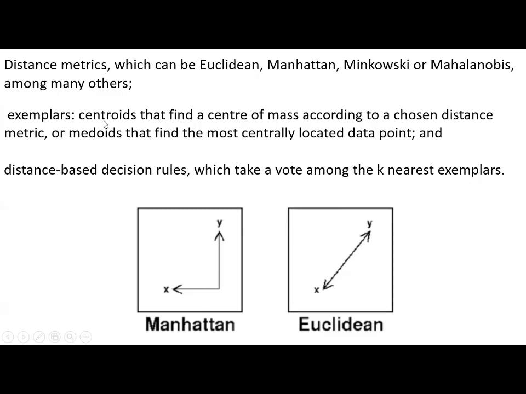Now, where do we use centroid, and where do we use medoid? Let us now see distance-based decision rules, which take a vote among the k nearest exemplars. We will see all these definitions, my dear friends. Now, in general, Manhattan distance is like this and Euclidean distance is like this. Okay. Hope you understood, right?